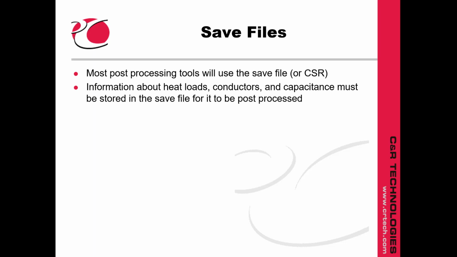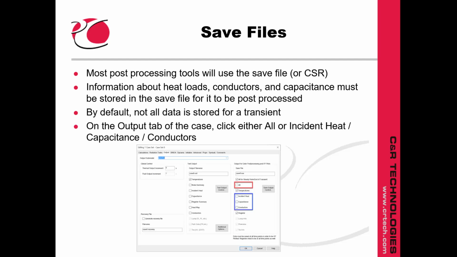And now the save files. Most processing tools will use the save file, or the CSR if you're using that. Information about heat loads, conductors, and capacitance must be stored in the save file for it to be post-processed. By default, not all data is stored for a transient. It is for a steady state, but not a transient. On the Output tab of a case, click either All or Incident Heat, Capacitance, and Conductors.